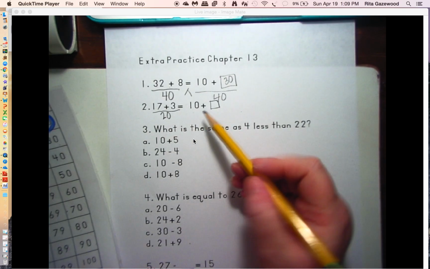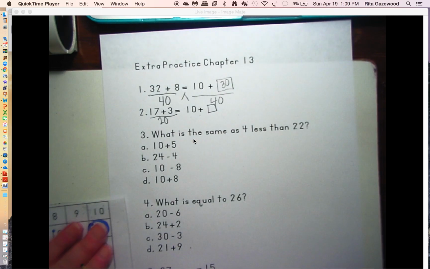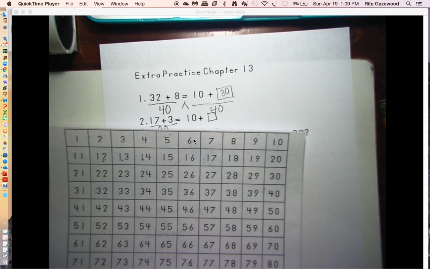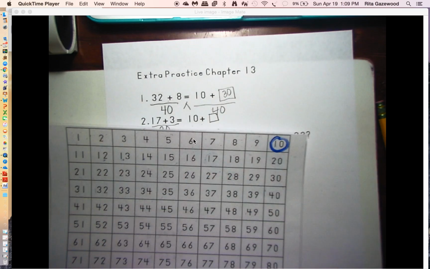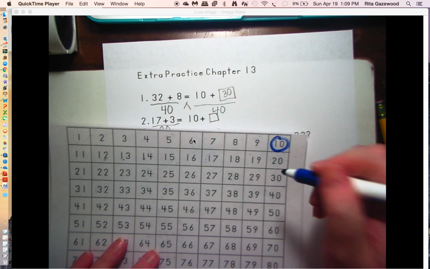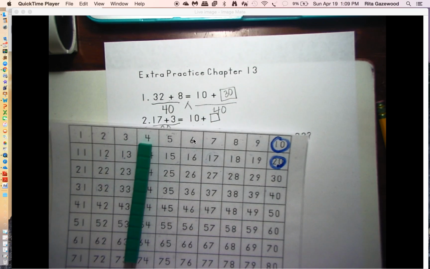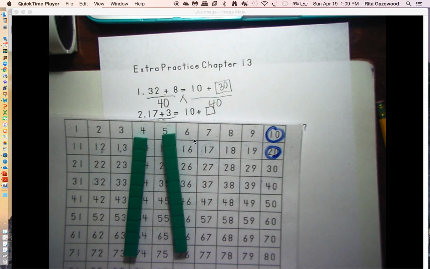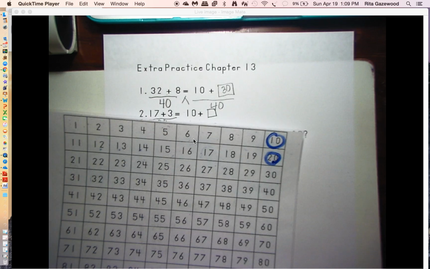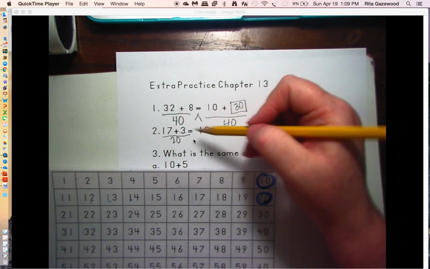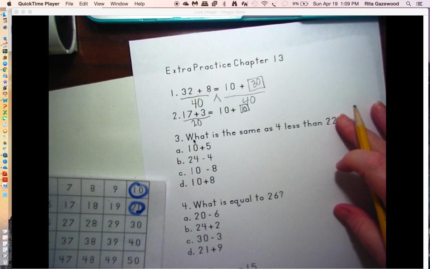So what do we add to 10 to make 20? I bet you already answered that. So here's my 10. How many more do I need to get to 20? That's right, just 10 more. So I've got 10, and 10 more makes 20. So 10 plus 10, so 17 plus 3 equals 10 plus 10.